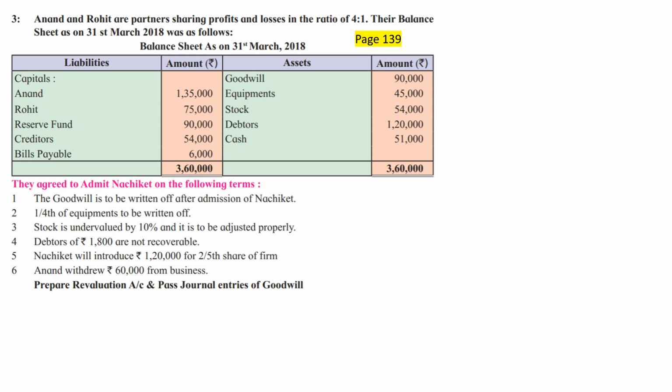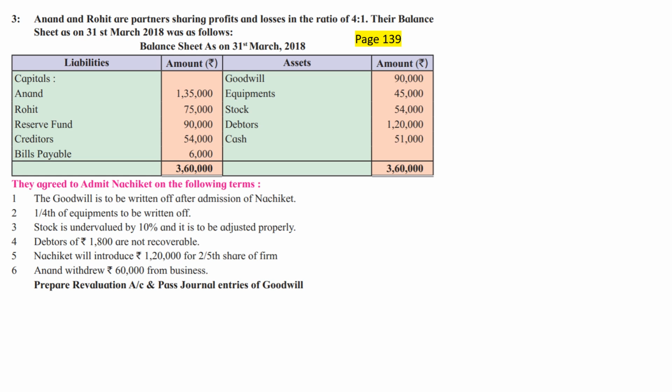Okay, Anand and Rohit are partners sharing profits and losses in the ratio of 4:1. Their balance sheet as on 31st March 2018 was as follows. Balance sheet as on 31st March 2018, capital Anand Rohit, reserve fund. In the previous problem there was general reserve. In this problem it is reserve fund. It should be transferred to old partners capital account in their old profit sharing ratio. Next is creditors and bills payable. On the asset side we already have goodwill. This is important. We already have goodwill here. And then there are equipments, stock, debtors and cash.